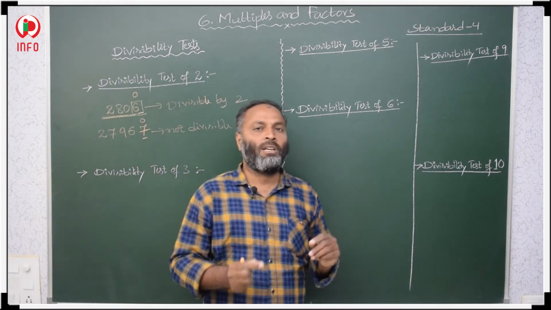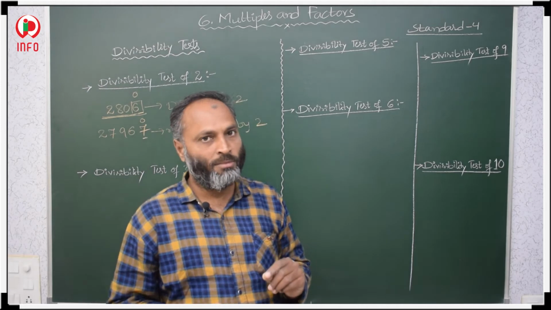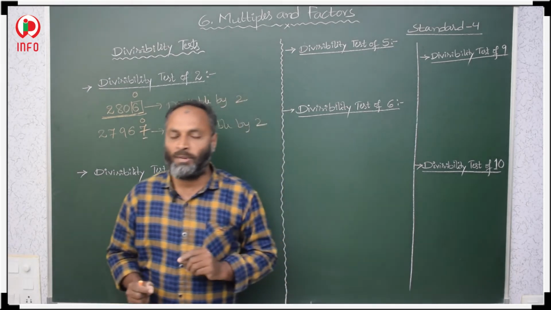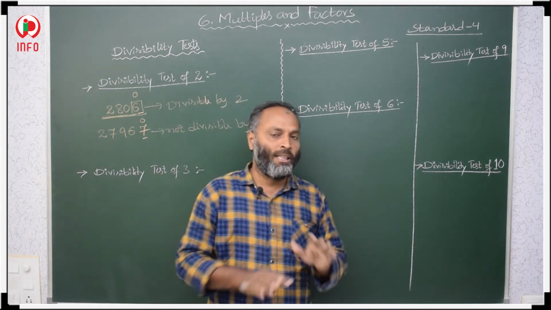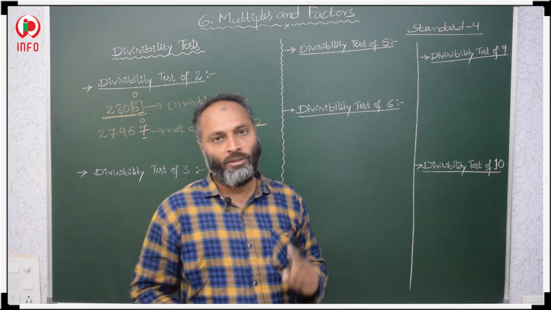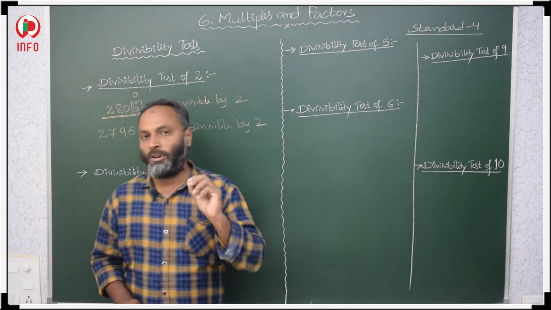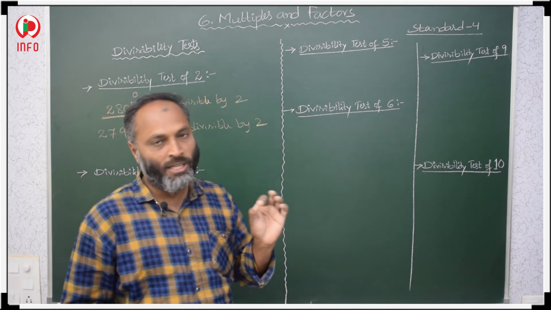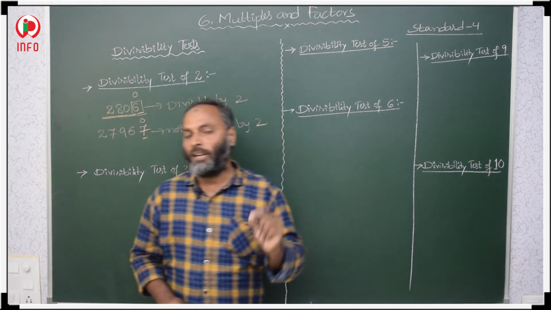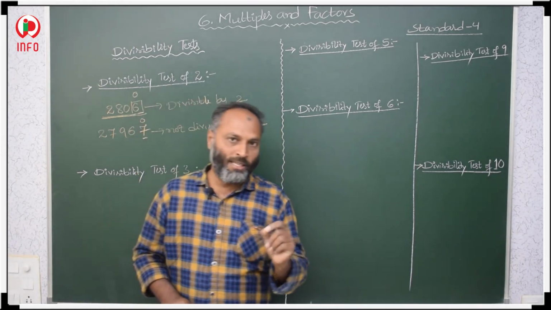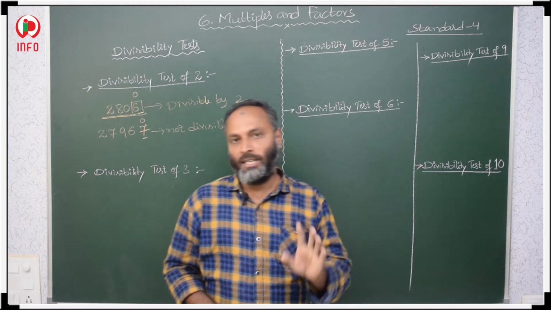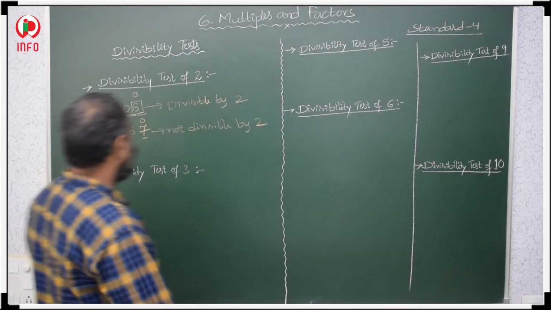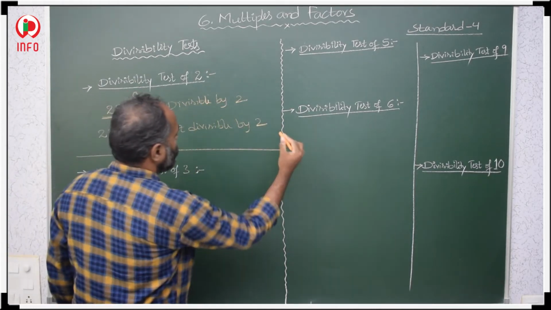We have to check what is there in ones place. If an even number is there in ones place, then that is divisible by 2. If an odd number is there, then it is not divisible by 2. So only a little clue is there. In ones place, if even is there, then divisible by 2. If odd is there, then not. Okay, so this is the divisibility test for 2.